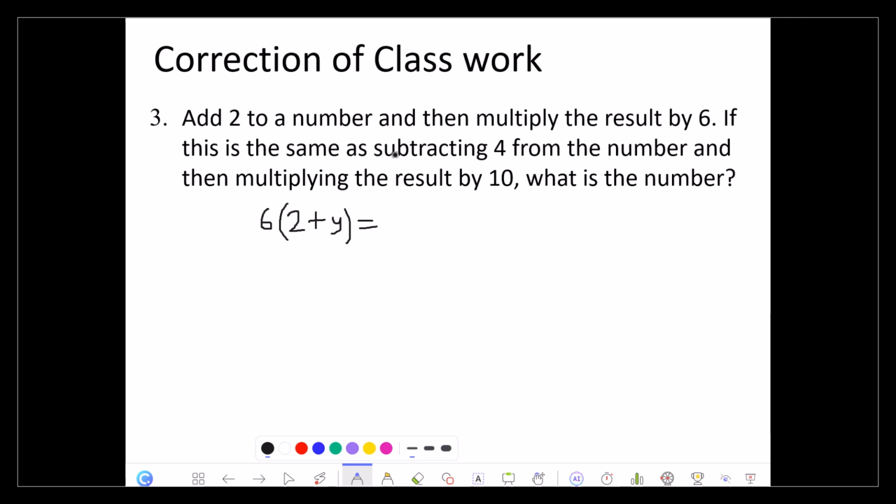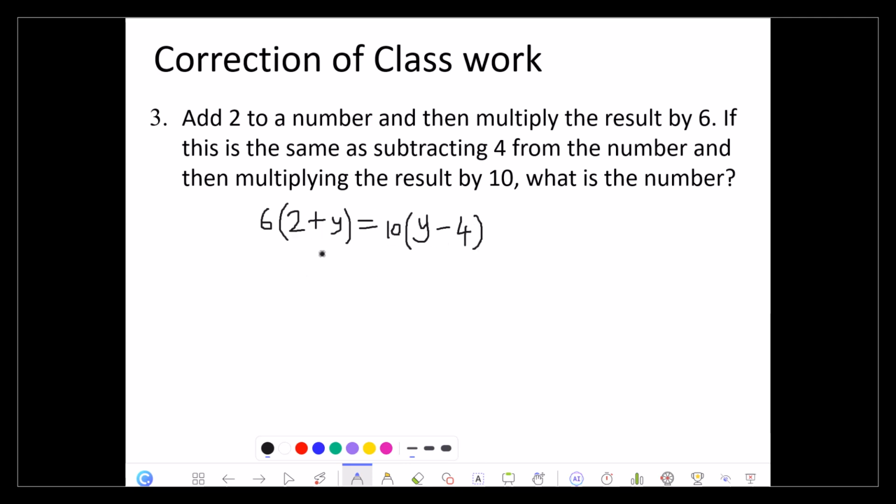Is the same as what? Subtracting 4 from the number. Sorry, I'm using y as the number, not x. So subtracting 4 from the number, that means if the number is y, I'm going to take 4 out of it, which is y minus 4. And I'll say, and then multiplying the result. Multiplying the result means you should put 10 outside the bracket and close the bracket.